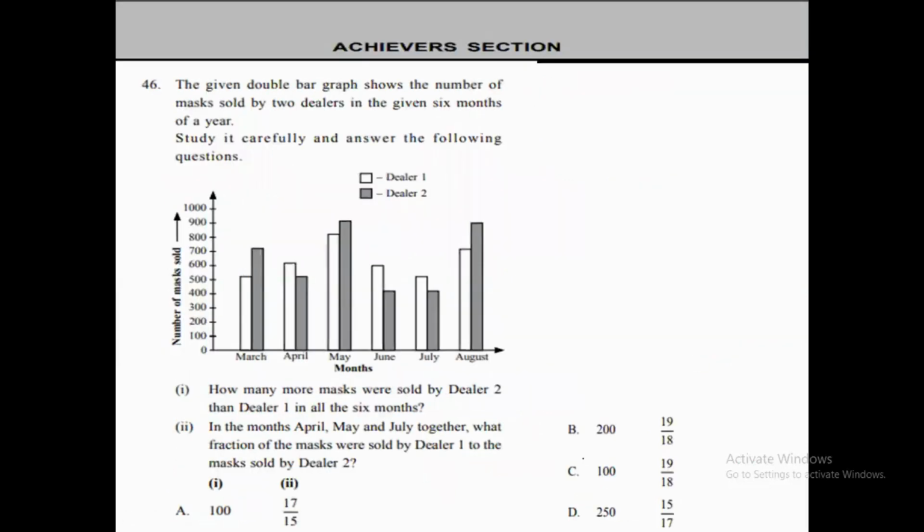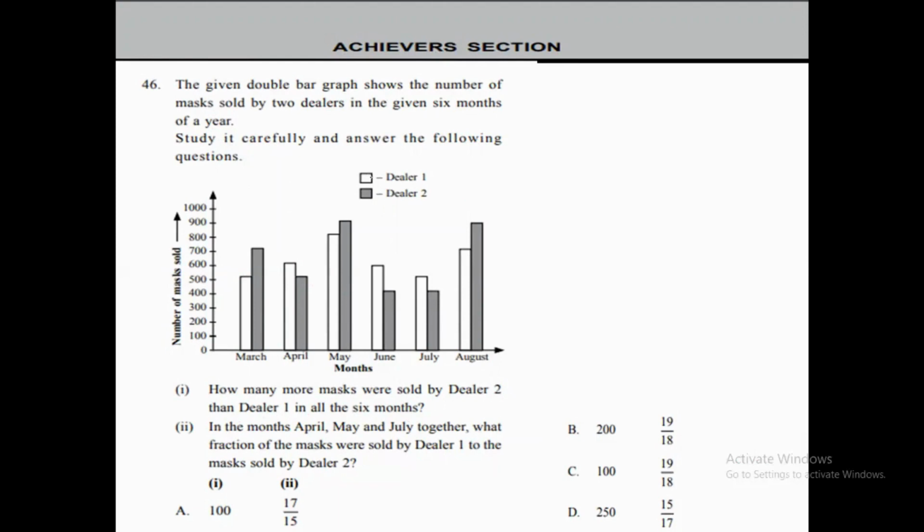Okay, let's move to the next section, which is our achievers section. Let's see what the achievers section is saying. Let's go through the first question of the achievers section, which is question number 46. The given double bar graph shows the number of masks sold by the two dealers in 6 months of a year. Now we need to study the bar graph carefully and answer the question. The first question is asking how many more masks were sold by dealer 2 than dealer 1 in all the 6 months.